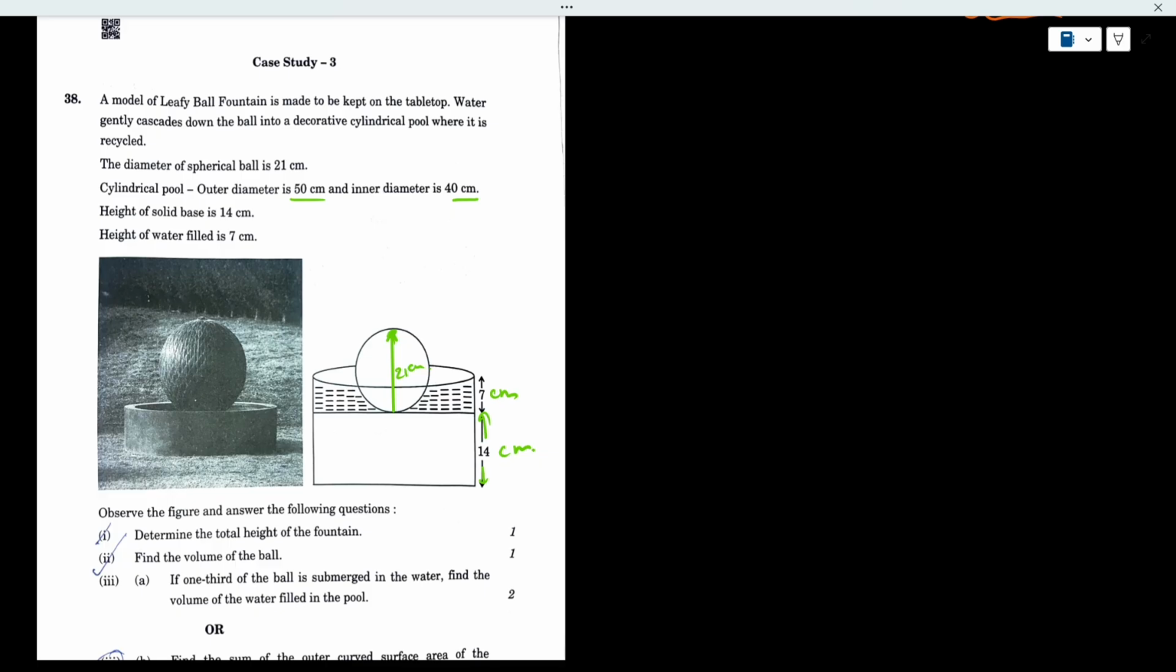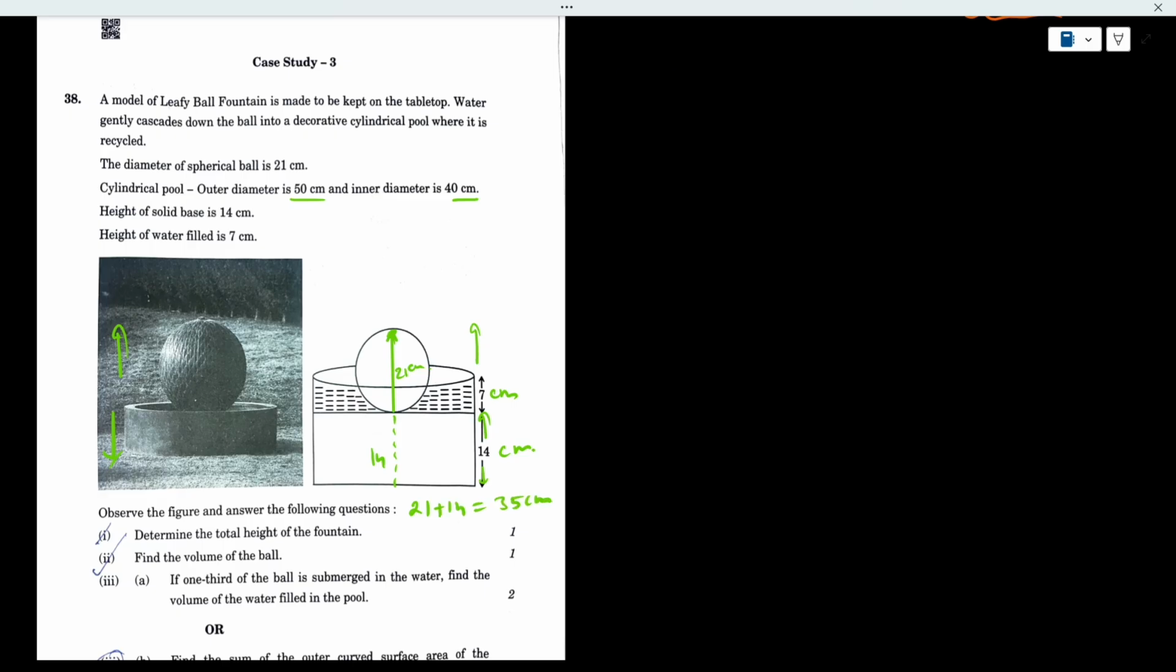Determine the total height of the fountain. Now if you see, the fountain height is going to be this total height from here till here. So you can take this total as 14. So the total height is going to be 21 plus 14, that is going to be 35 centimeter.